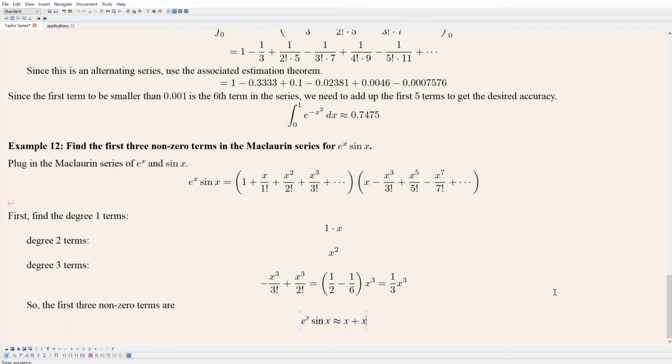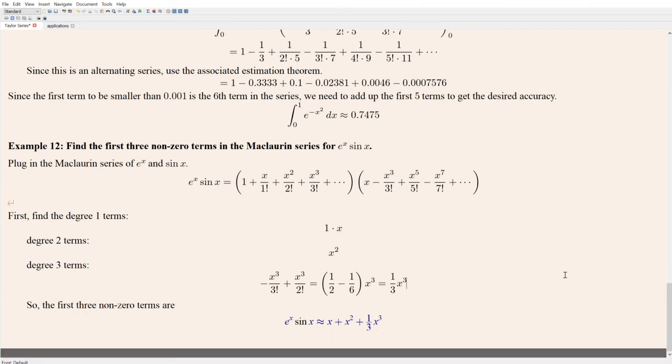So x plus x squared plus 1/3 x cubed. Okay. So yeah, just focus in terms of degrees, and that'll allow you to attack an infinite problem systematically.